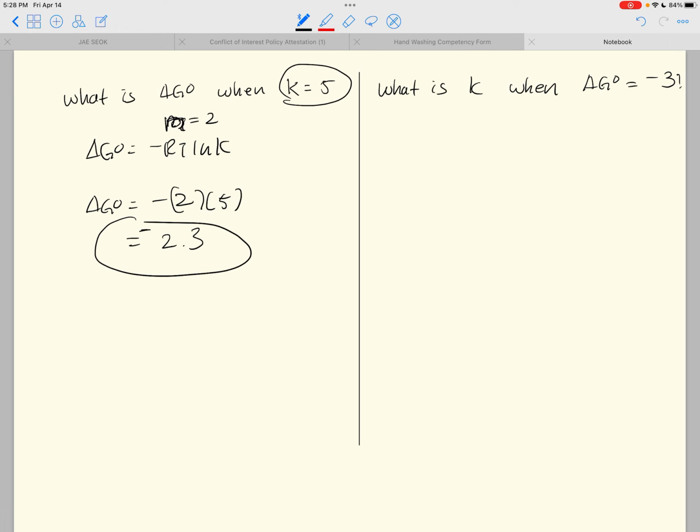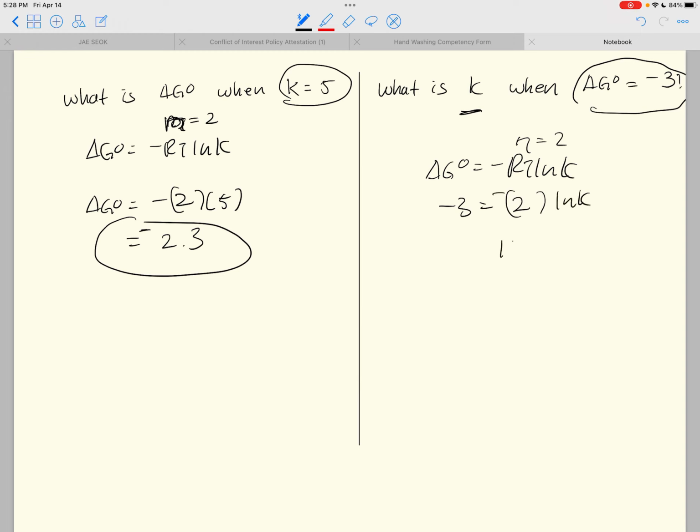And likewise, you should also feel comfortable going in reverse. What is K if I know delta G naught? And so you just plug it in. Delta G naught equals negative RT ln K. And when you plug in all these numbers, and let's just say R times T is also equal to 2, right? 2 times ln K. K is equal to 4.8.